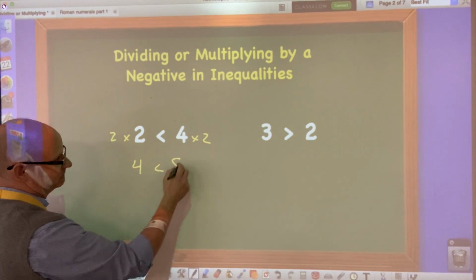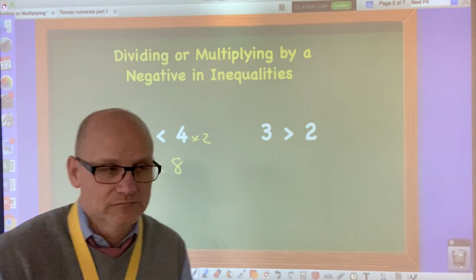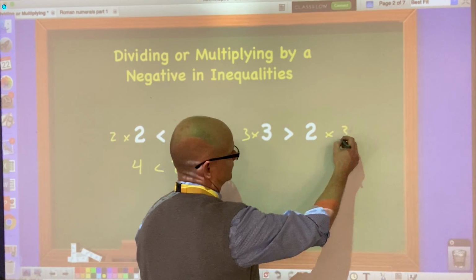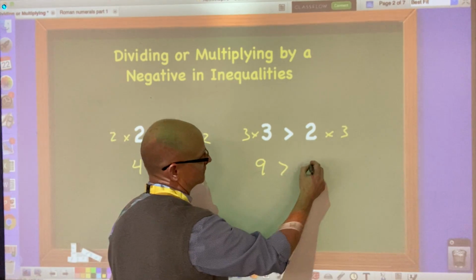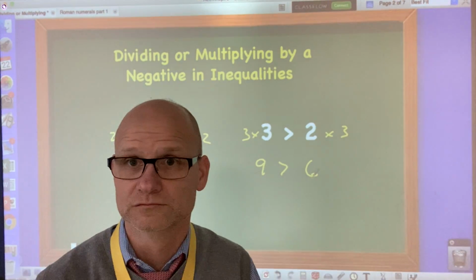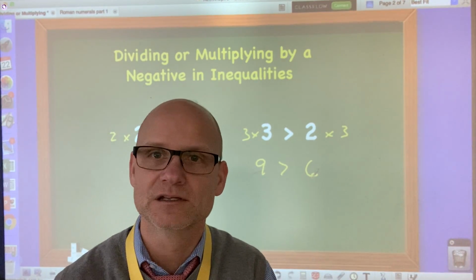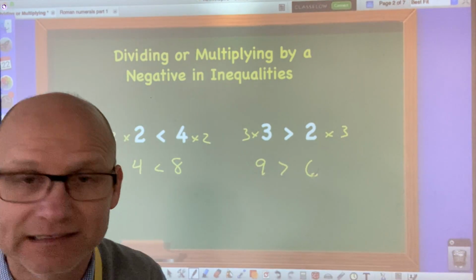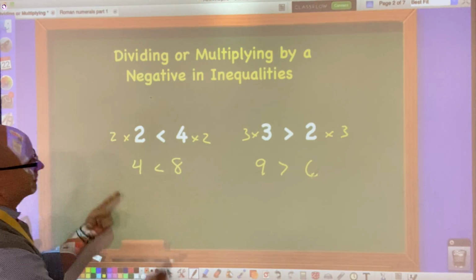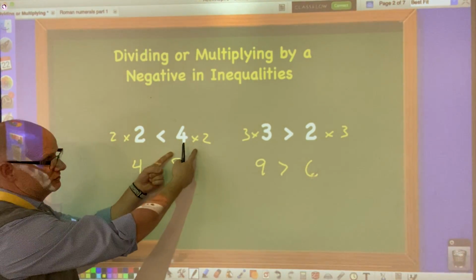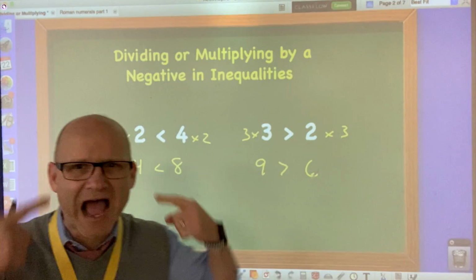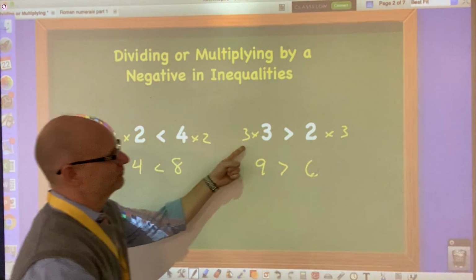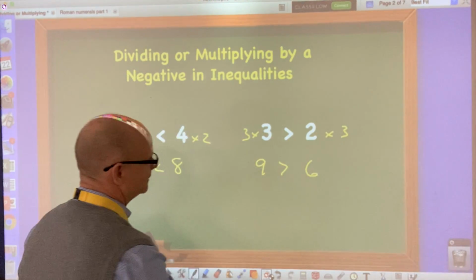4 is less than 8, right? That's still true. Okay. Likewise, if I multiply here by 3 and multiply by 3 here, 9 is still greater than 6. That's still true. Okay? But watch what happens when I take the same inequalities and multiply by a negative. So watch again. Here I multiplied this inequality by 2 and by 2. The statement's still true. Here I multiply by 3 and 3. The statement's still true.